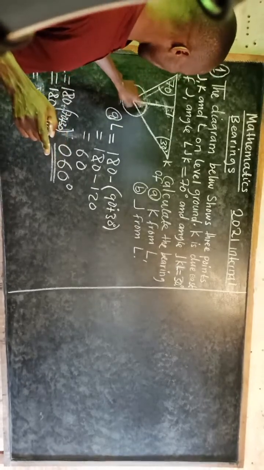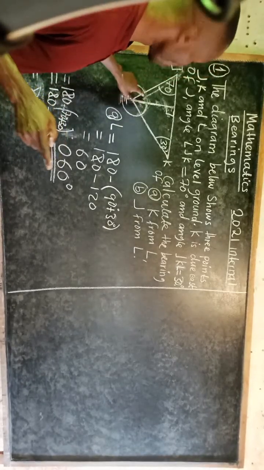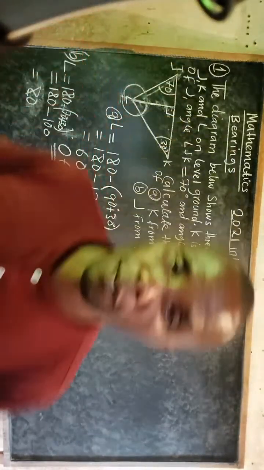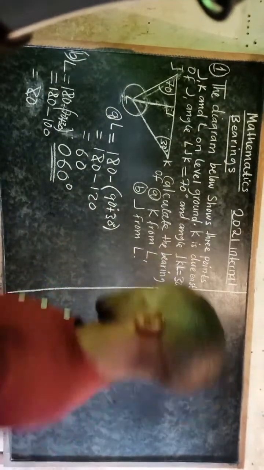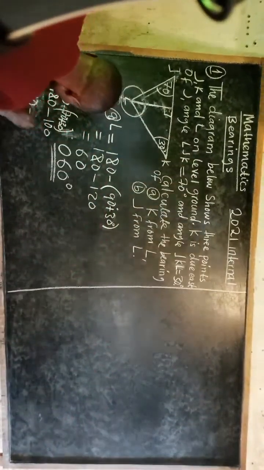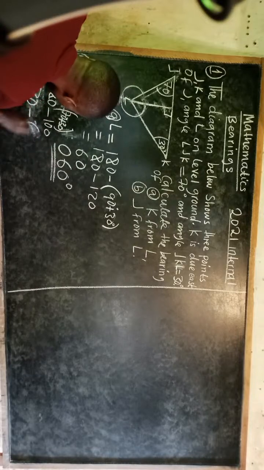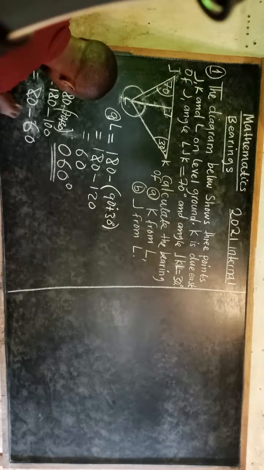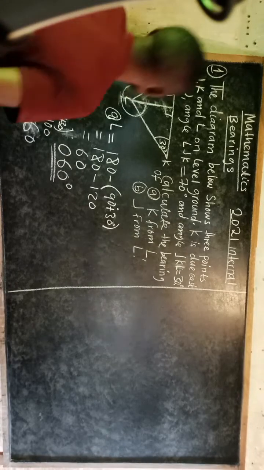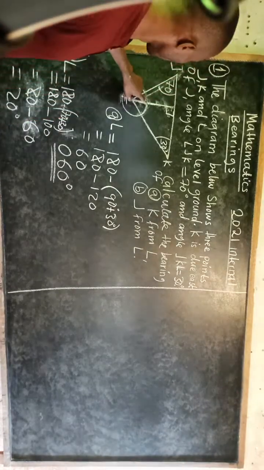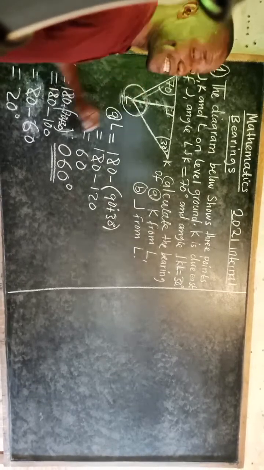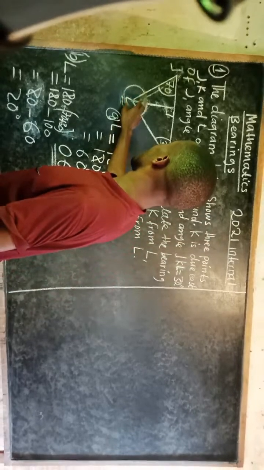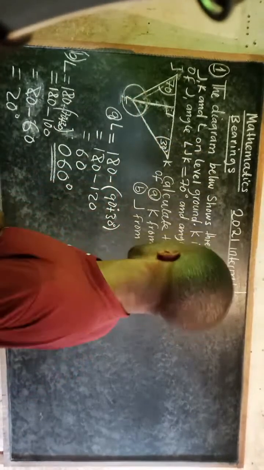So now that we have this side is 60, it is going to be very easy for us to find this one, because what we'll do is just subtract 80 minus 60. So 80 minus 60, the answer that you are going to get is 20 degrees. So this angle, which is from there up to there, is 20 degrees.